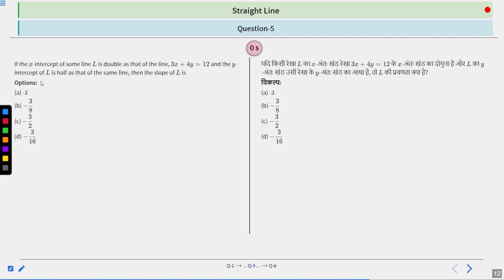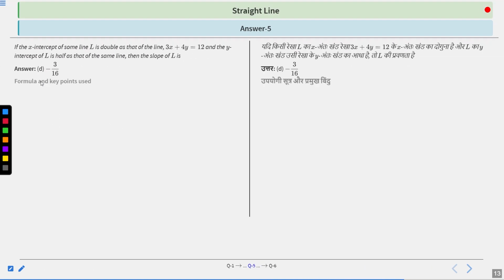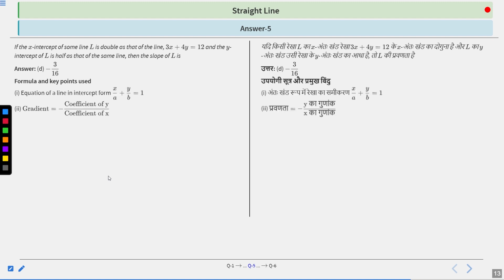Okay, let's move to the solution part. So the formula and key points we will use in this question is: the equation of a line in intercept form is x by a plus y by b is equal to 1, and the gradient is negative of the coefficient of y upon the coefficient of x, right? Gradient is negative of the coefficient of y upon the coefficient of x. Clear?